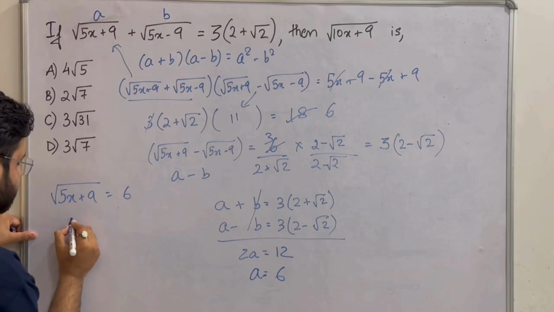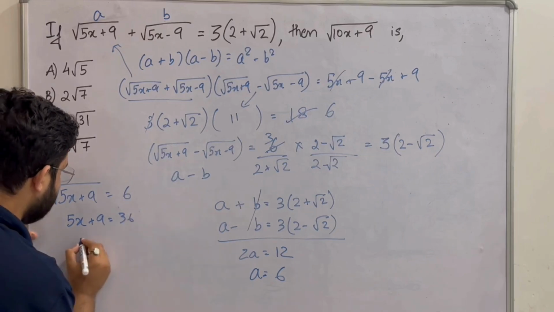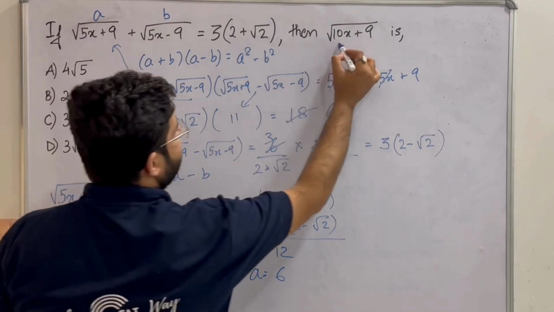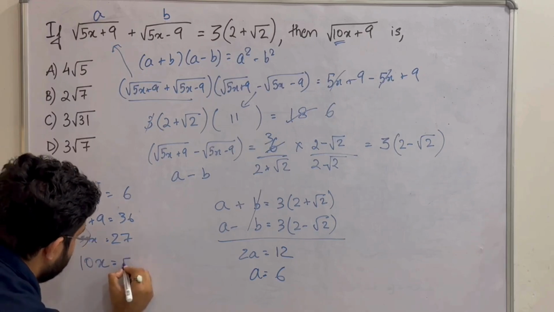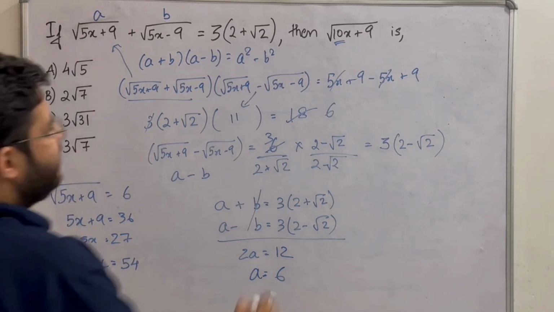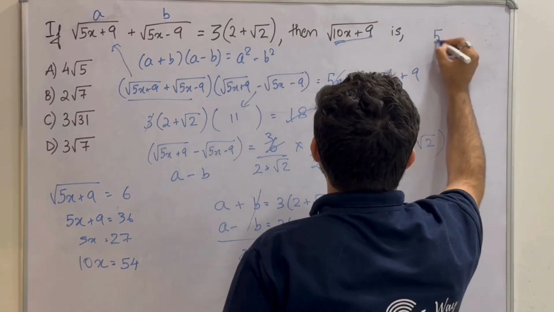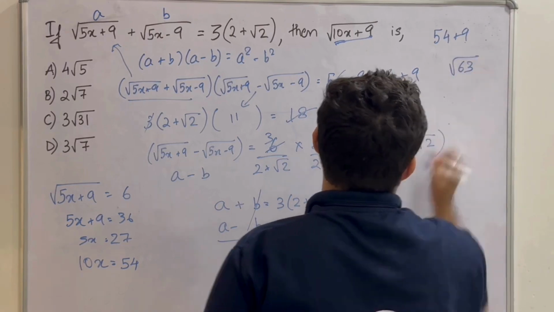Taking a square on both the sides, what do I get? 5x plus 9 is equal to 36. And I get my 5x equal to 27. I was about to find 10x. That simply means that my 10x value is going to be equal to 54. Now when I am trying to find root of 10x plus 9, so 10x plus 9 is basically what now? It is 10x is 54 plus 9, so that's 63. I have to calculate root 63.